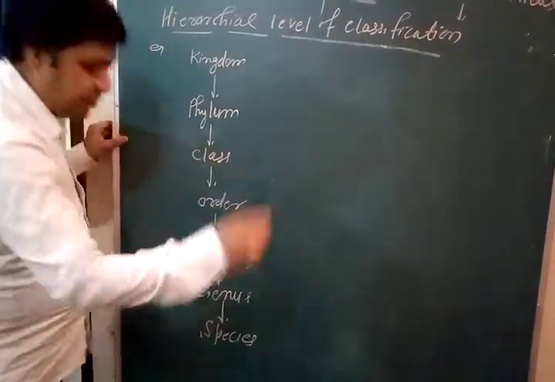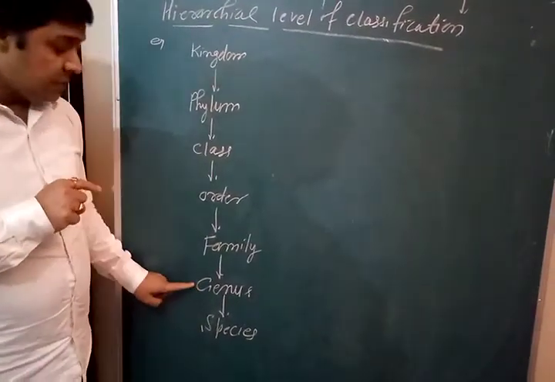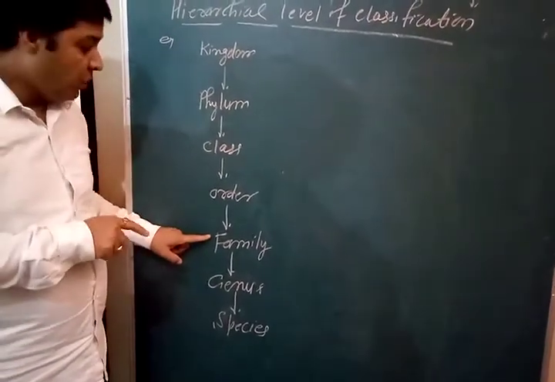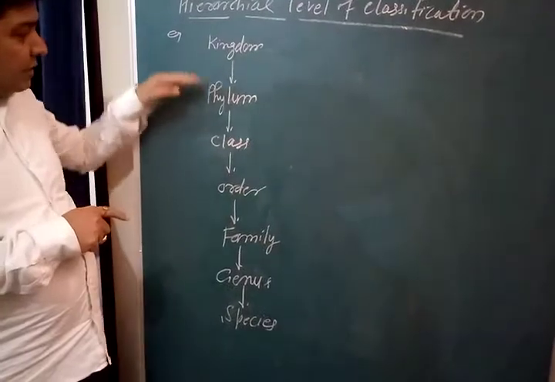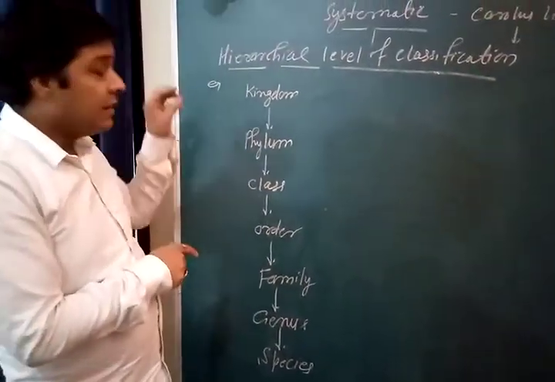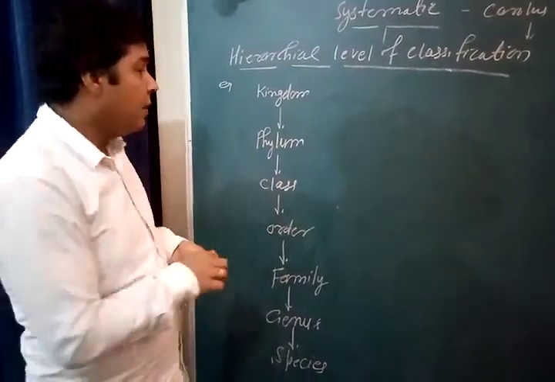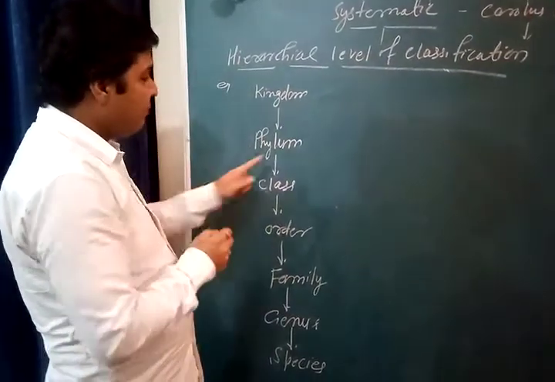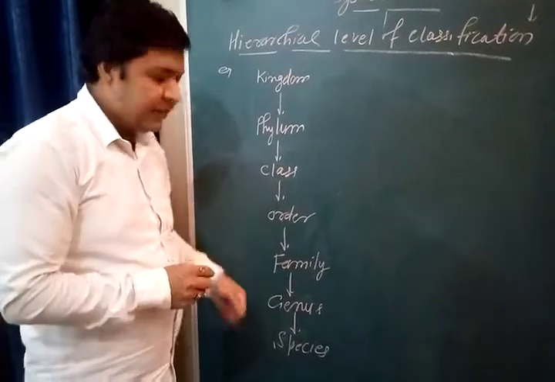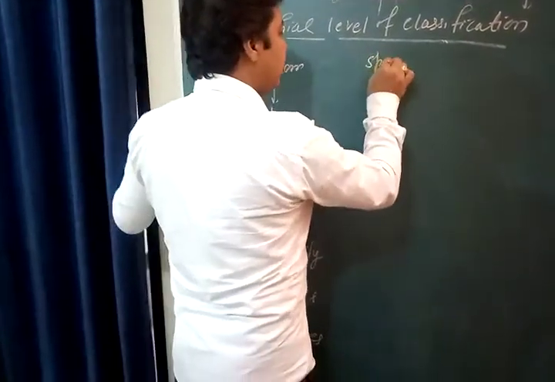I'll start with this species. Here species is one taxon, genus is another taxon, family is another taxon, order too. These different levels of category are referred to as taxon, but plural taxa. So kingdom, phylum, class, order, family, genus and species. This is the way.